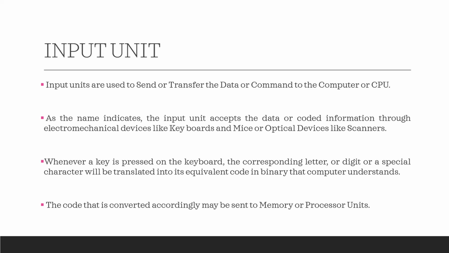Whenever a key is pressed on the keyboard, the corresponding letter or a digit or a special character will be translated into its equivalent code in binary that the computer understands. For example, if you press the letter K on the keyboard, then the letter K is converted into its equivalent binary code that the computer understands, and further it will be converted into the human understandable format when it is displayed on the output unit. The code is converted accordingly and may be sent to the processor or memory.